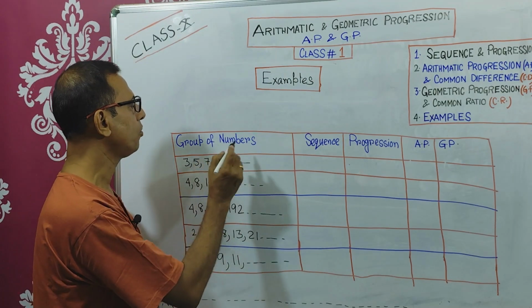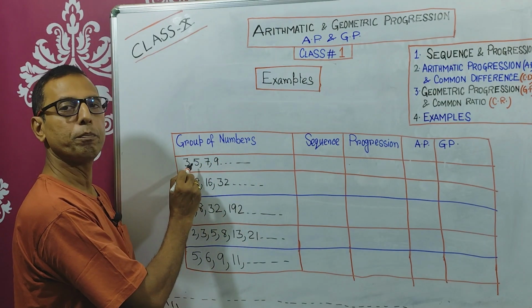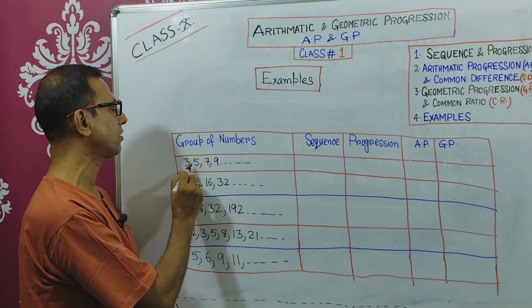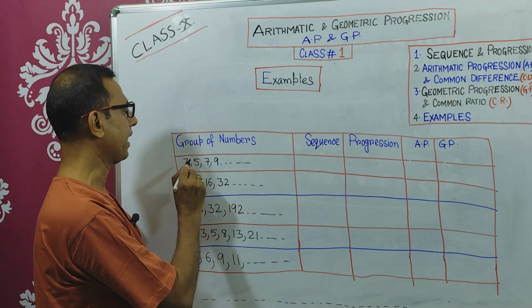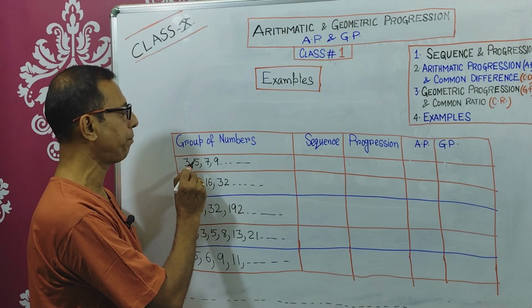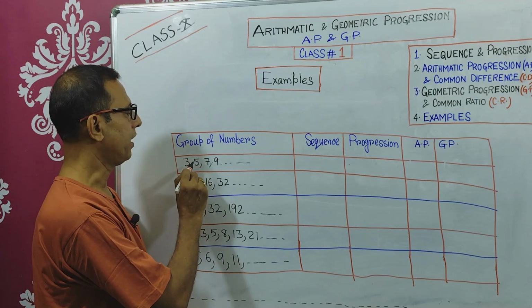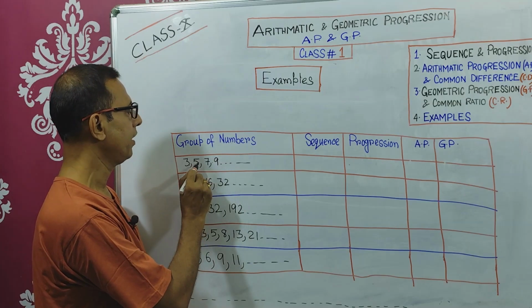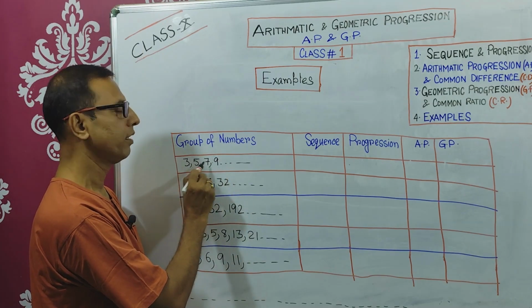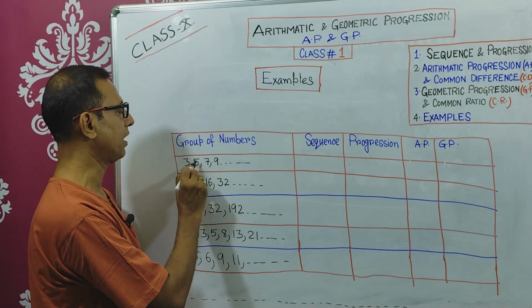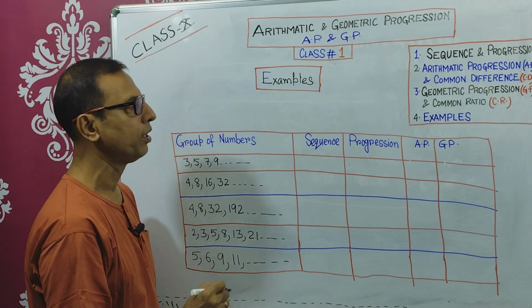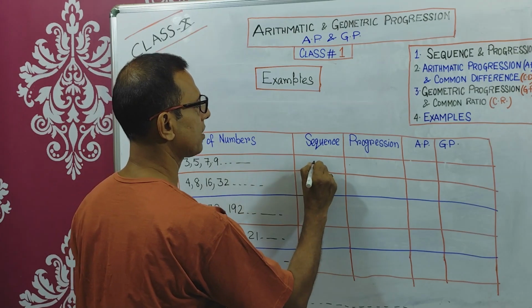Okay, now there are groups of numbers like this: 3, 5, 7, 9. So we can see there is a specific pattern in this particular group of numbers, right? 5 minus 3 is 2, 7 minus 5 is 2, 9 minus 7 is 2. That means it is a sequence.